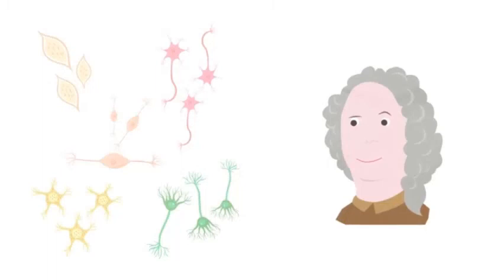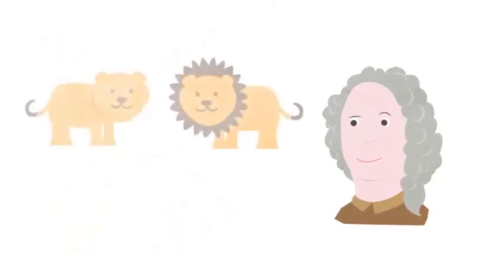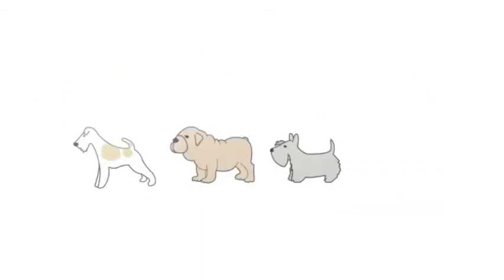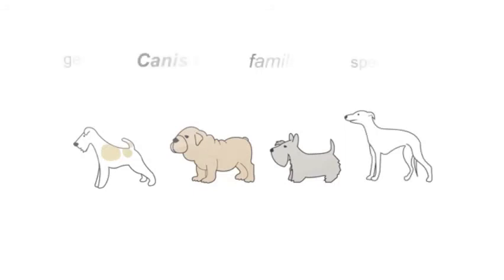Those with similar physical features could be classified together. The most similar organisms, i.e. those that could breed together and produce fertile offspring, were designated as belonging to the same species and given a Latin species name accordingly. For example, all domestic dog breeds belong to the same species called Canis lupus familiaris.